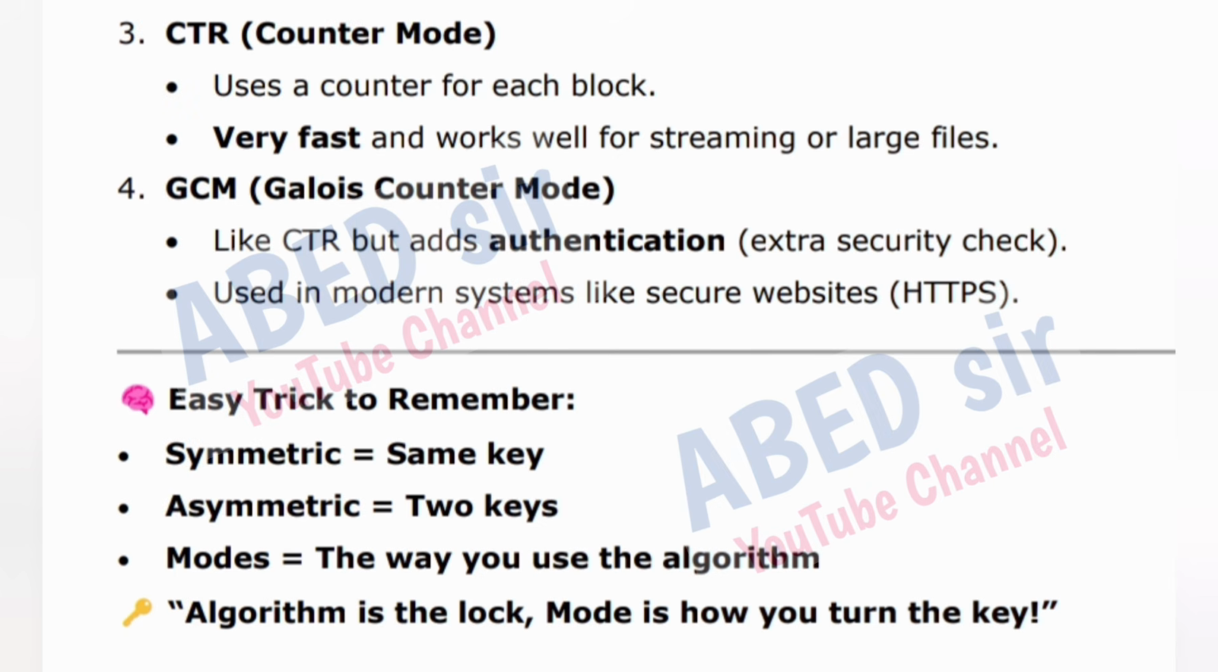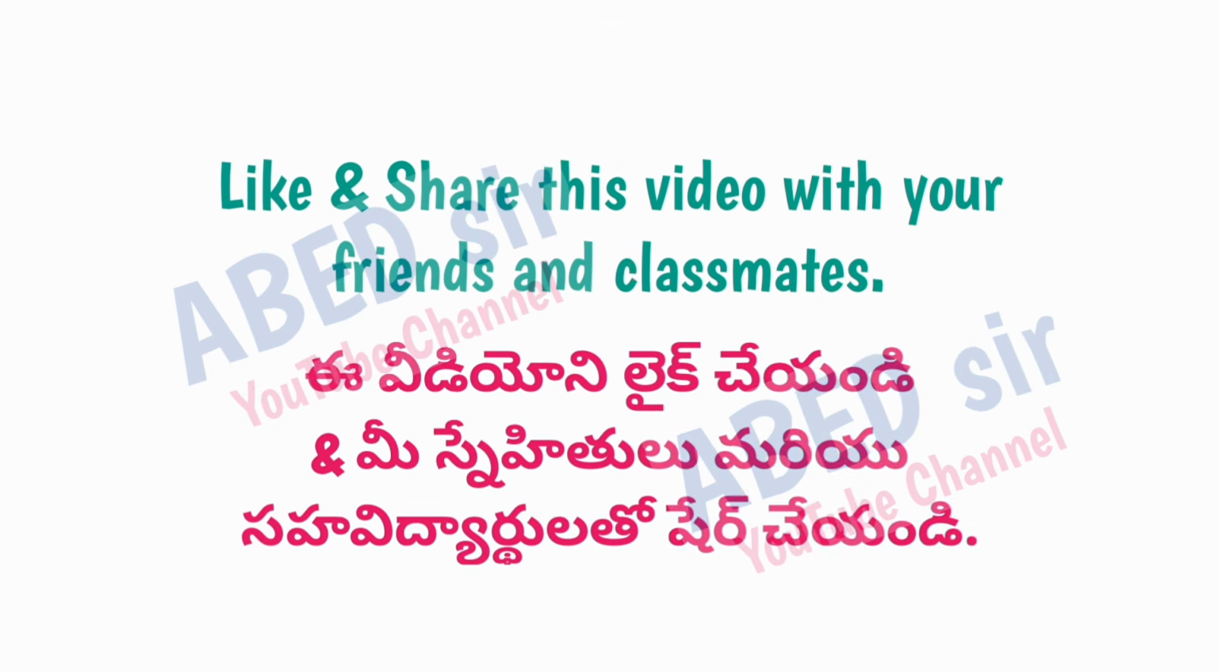Easy trick to remember. Symmetric equals same key. Asymmetric equals two keys. Modes equals the way you use the algorithm. Algorithm is the lock, mode is how you turn the key. Next important long question is 2.